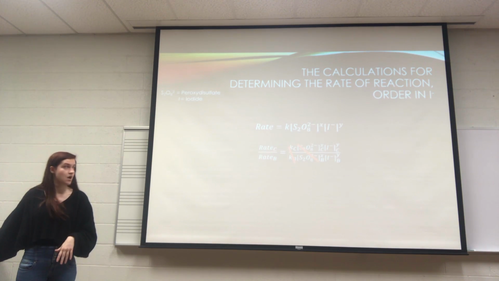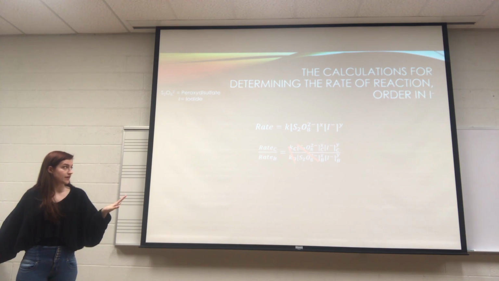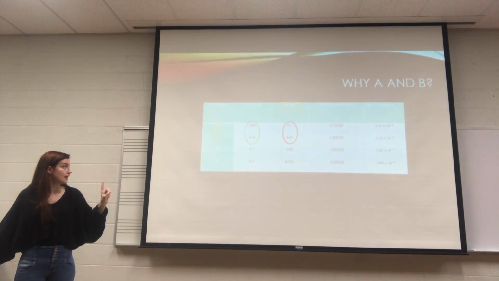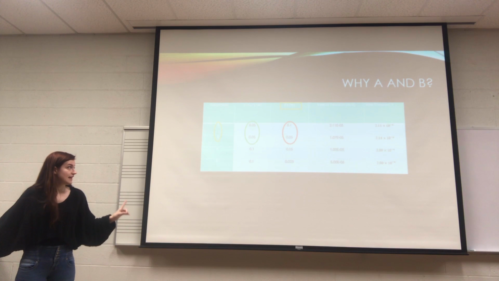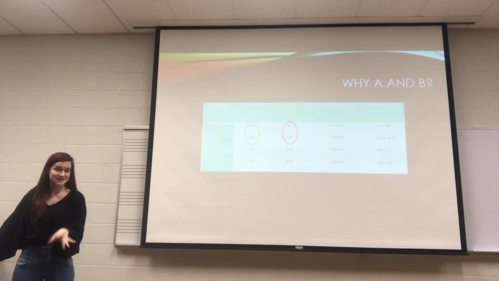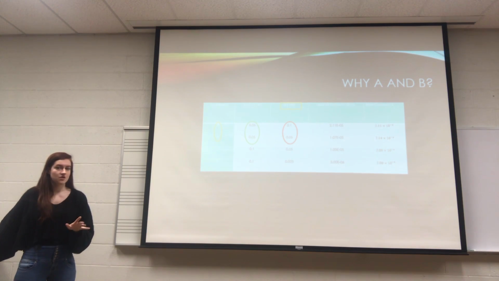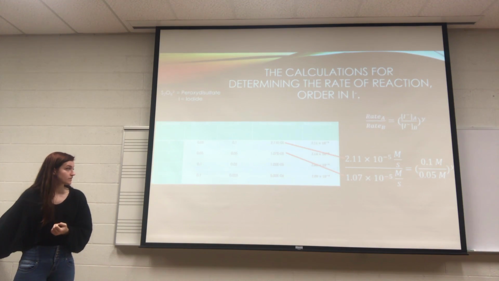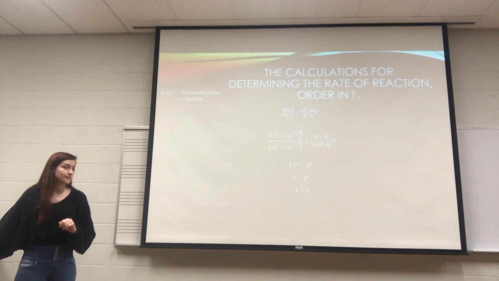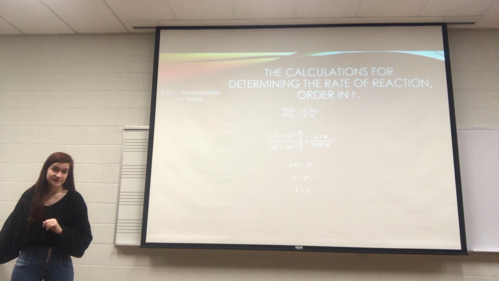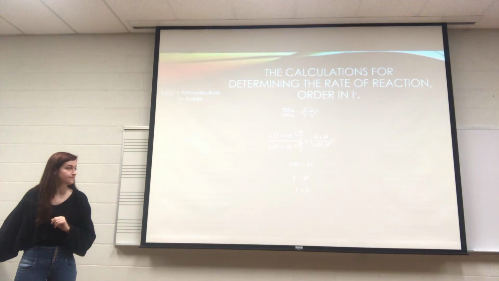We're going to repeat the process with iodide, and again, we're going to be able to cancel out the peroxydisulfate instead of the iodide this time, because we're using reactions A and B. And A and B are the same molarity for peroxydisulfate and different for iodide this time. So we can cancel out the peroxydisulfate. Plugging in those numbers for the rates of reactions and the molarities, we end up with y equaling 1, which means it's a first order reaction for iodide.